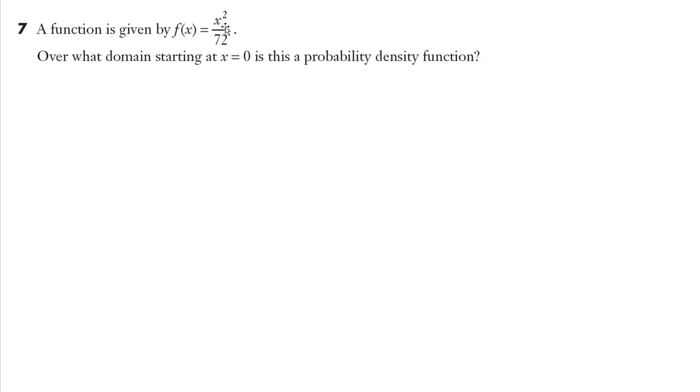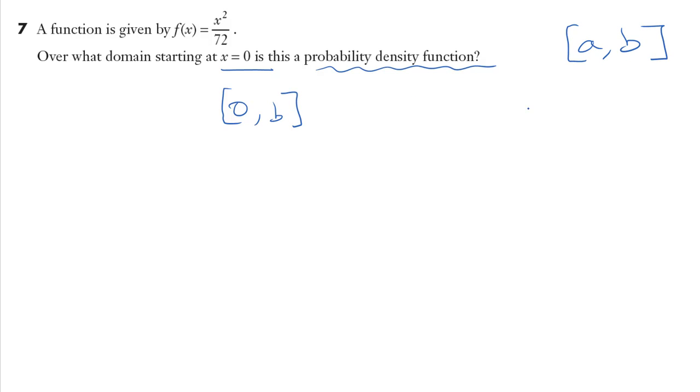Question 7, we've got a function here, x squared over 72. Over what domain starting at x equals 0? So it's given us the left-hand bound there that would give us a probability distribution function. Let's call the upper limit there b. You don't have to do that, but because we've got the variable x here, I'll call this b, because in integration you might recall the domain is usually from a to b. So what is the value of this b?